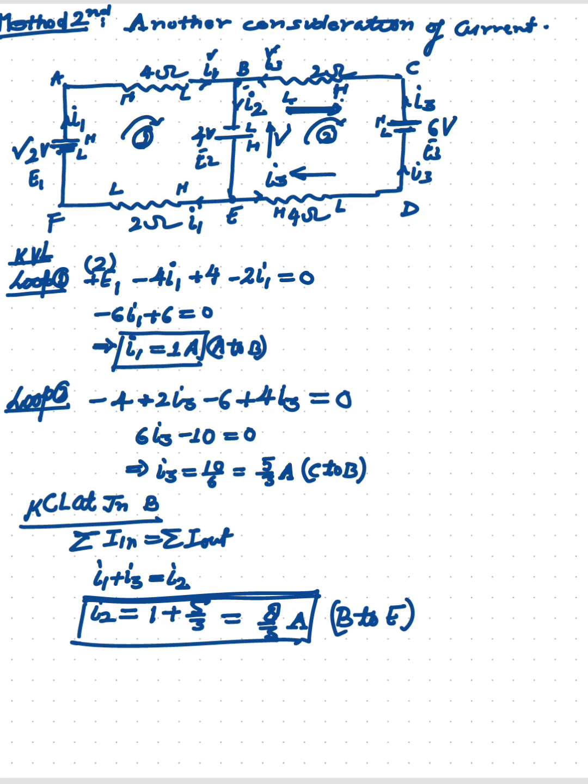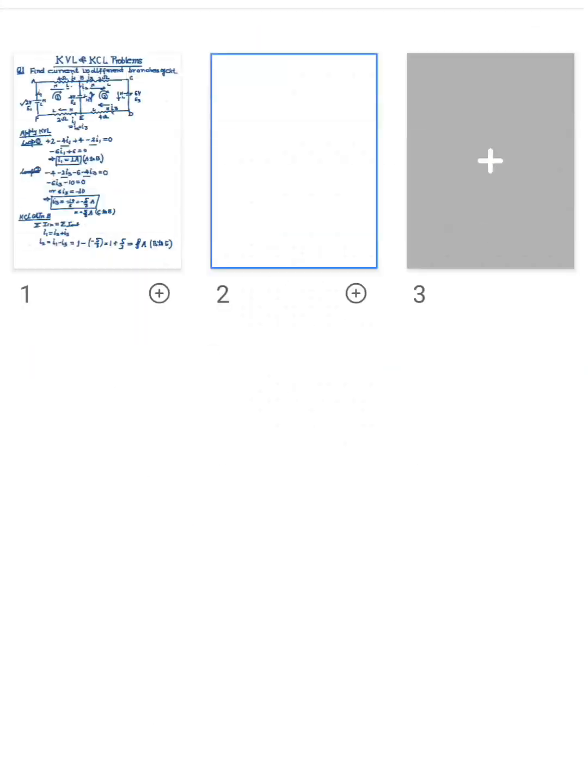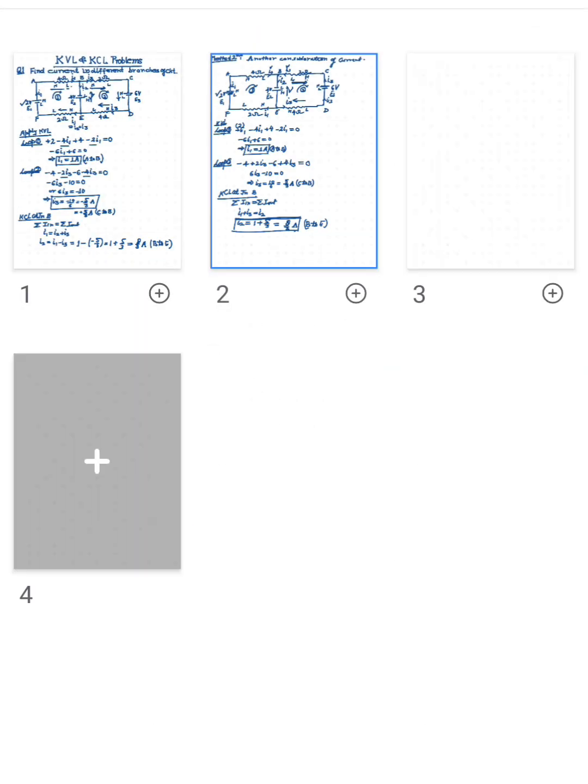Let me change the page. Okay, now the next question is: find the current in each branch of the circuit. Okay, the circuit is like this.